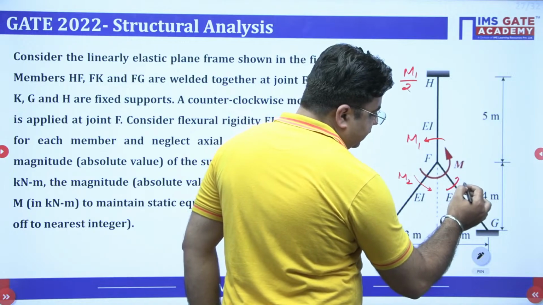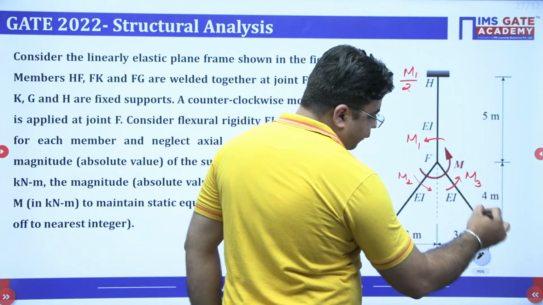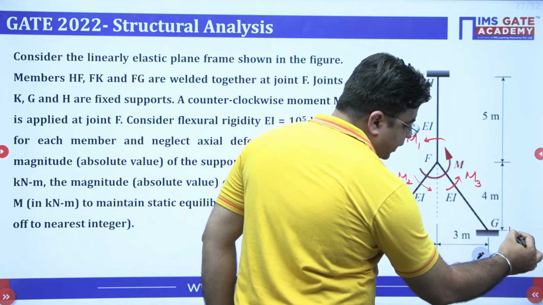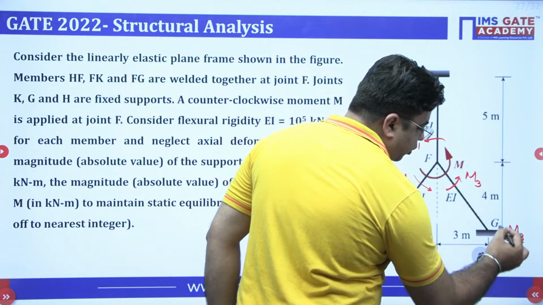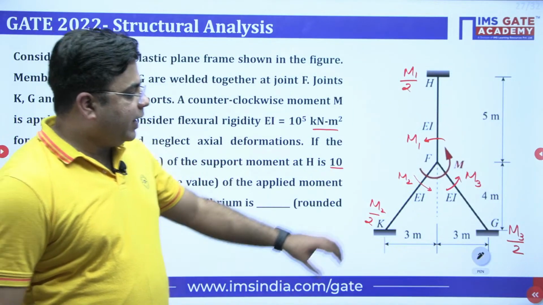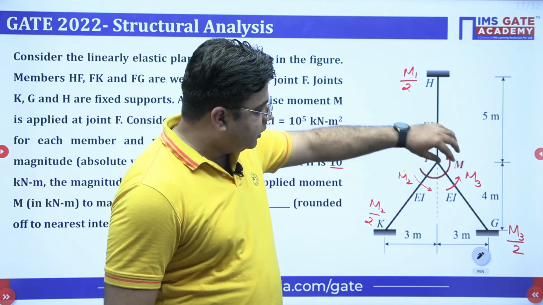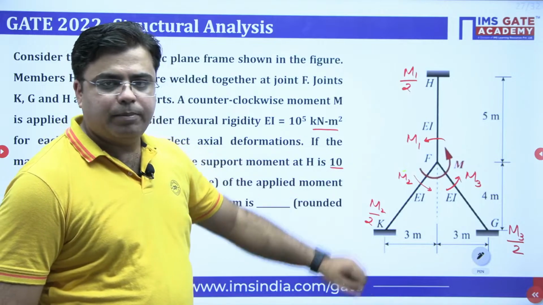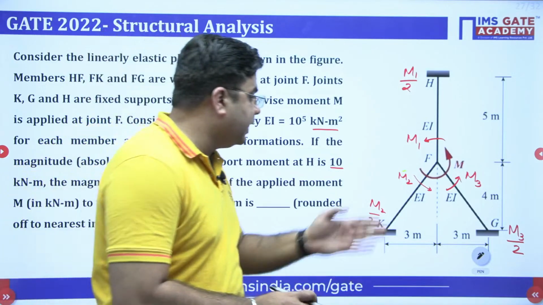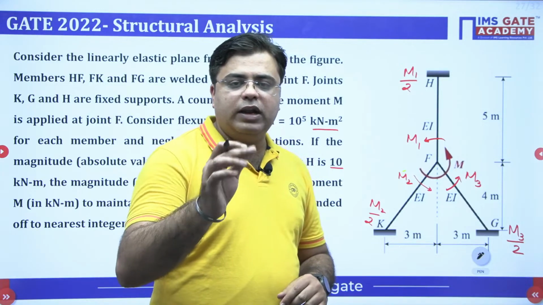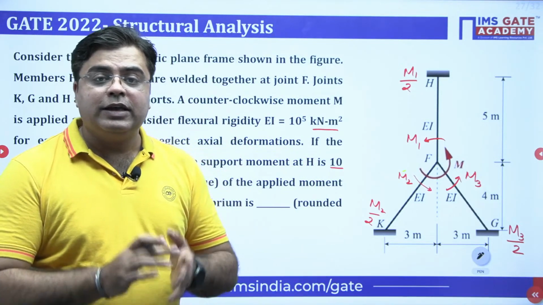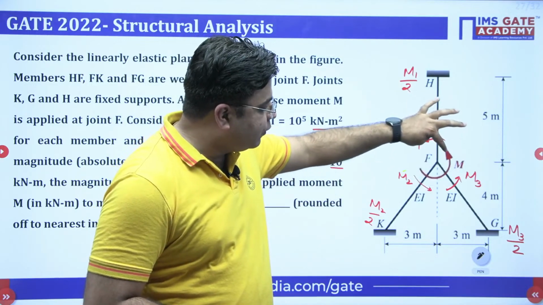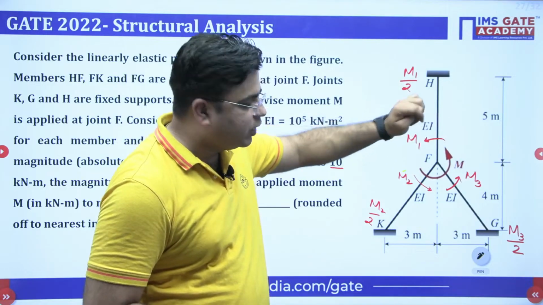Again, some moment will be taken by this member FG. Half of this moment taken by this member FG will be carried over to this support G. Okay. And we know that this M1 plus M2 plus M3 is equal to the total moment at the joint F, which is equal to M, right? Now, how to calculate this M1, M2 and M3? The only way to calculate M1, M2 and M3 is to calculate the distribution factor for these members, and based on the distribution factor, this total moment will be distributed over this joint.